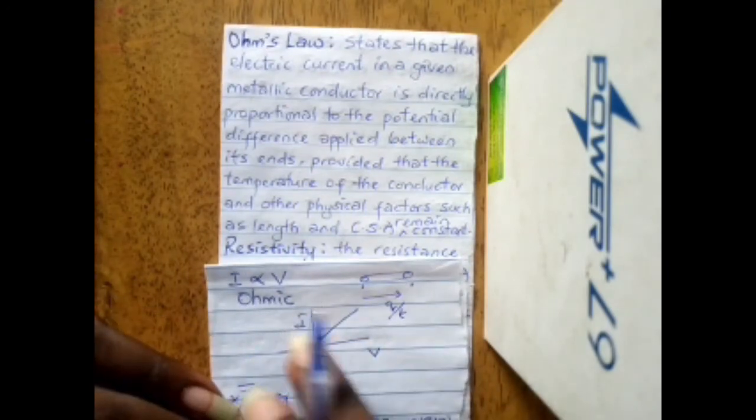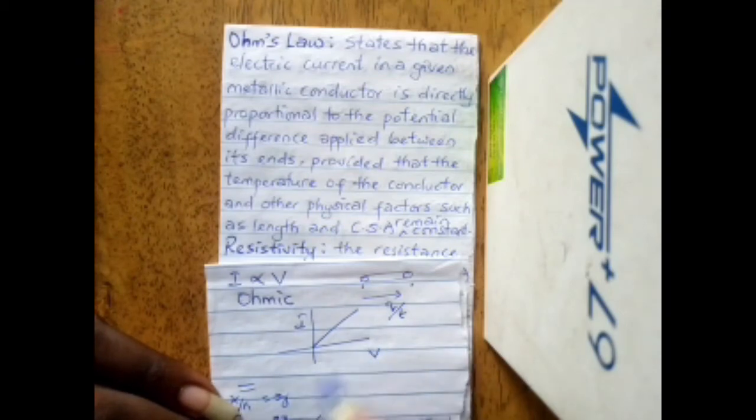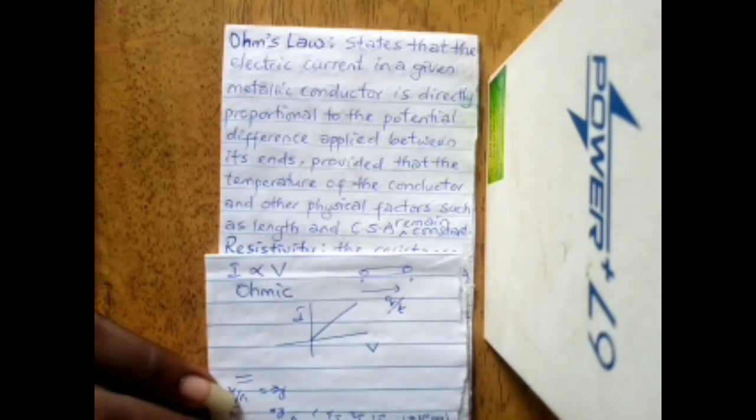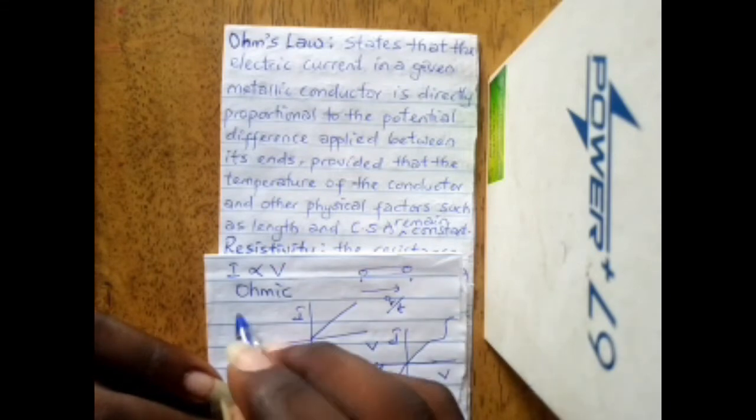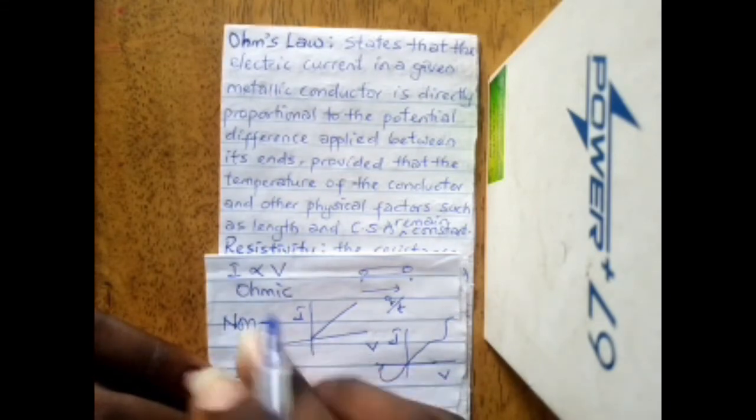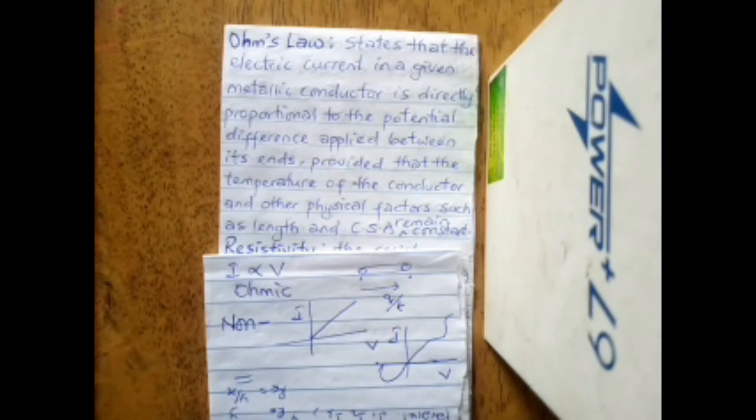Now an increase in current results in an increase in voltage. So as you increase the current, you have an increase in voltage. A decrease in current, you have a decrease in voltage. Well, conductors which do not obey Ohm's law, you have something like this. They are referred to as non-ohmic conductors. So they do not obey Ohm's law of resistance.